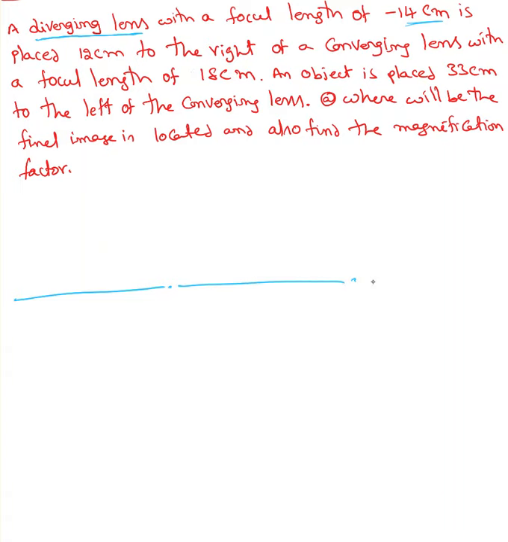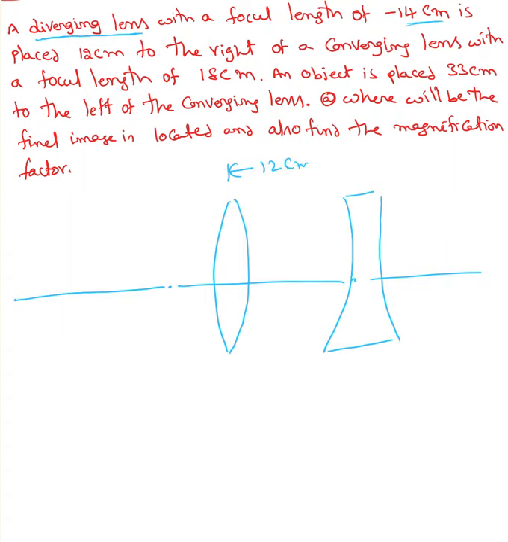So here is a converging lens and here is a diverging lens. He said the diverging lens is on the right side of the converging lens, and the distance between these two is 12 centimeters. Now, what is the focal length for the diverging lens?